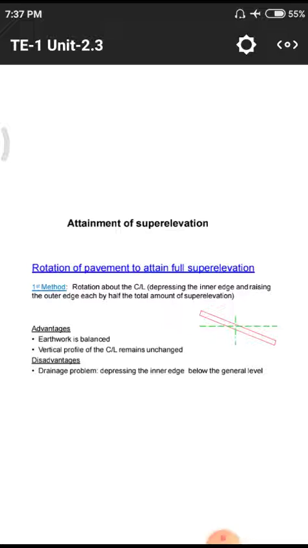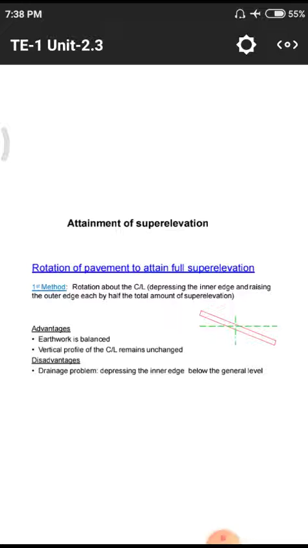Next one, vertical profile of center line remains unchanged. That means there is no change in the vertical profile of the particular road, because we are maintaining equal thickness throughout the width of the road with respect to the central line.